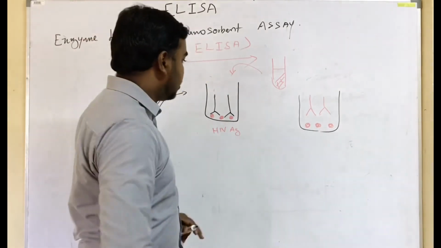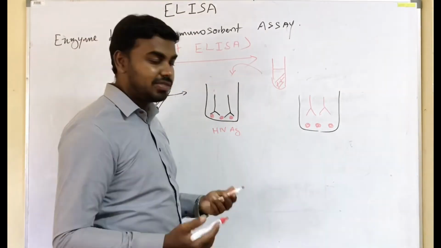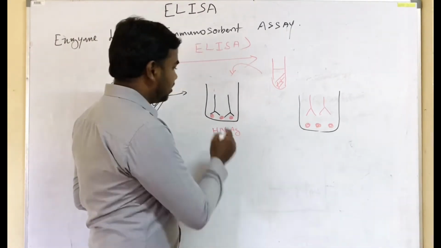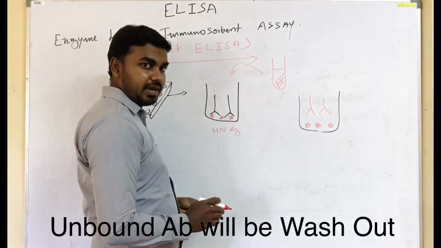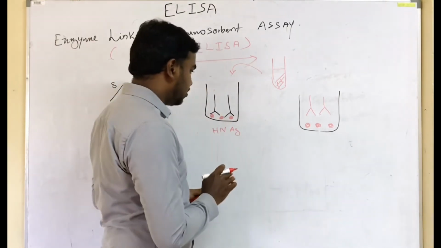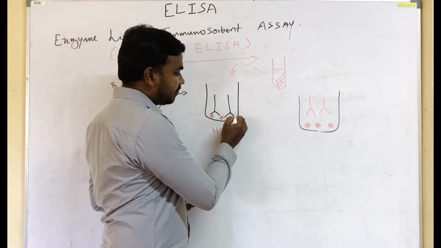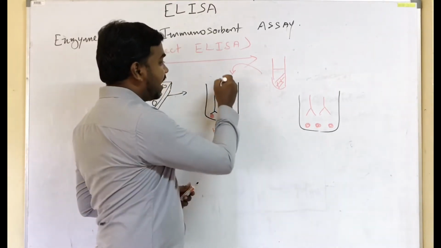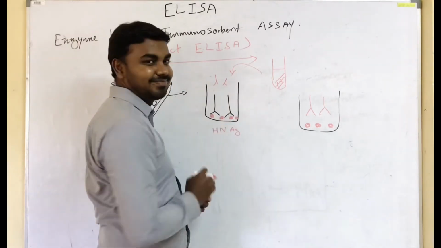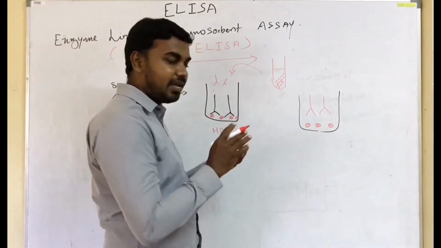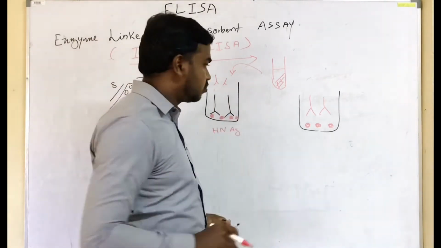Now, the next step, we will wash. Very simple. The unbound antibodies will be washed off. We don't need those antibodies. For example, there are 4 antigens, but we have added many antibodies. Only 4 antigens will be attached, right? The rest of the antibodies will be floating. So we don't need that.